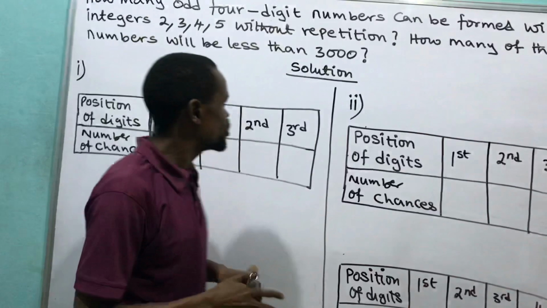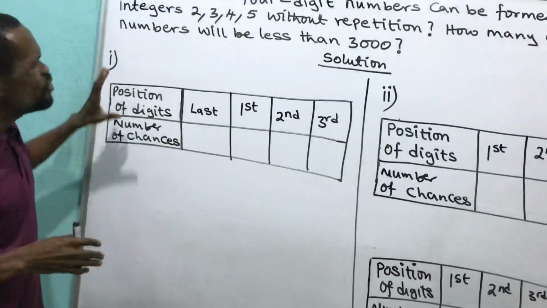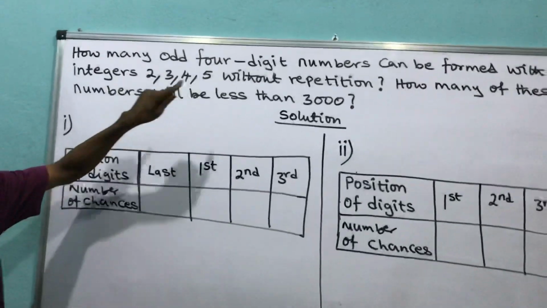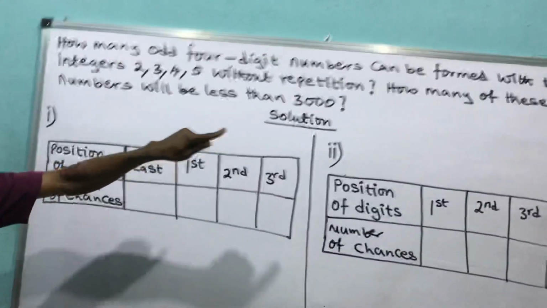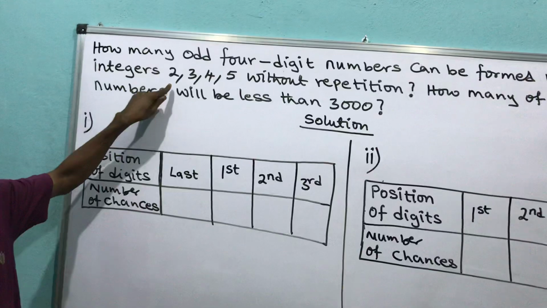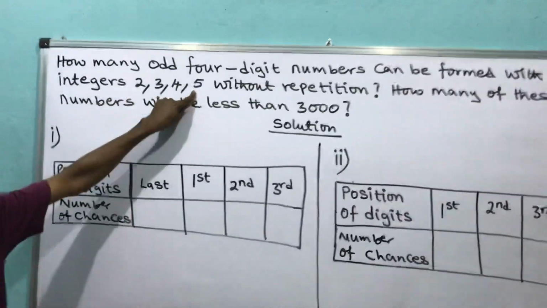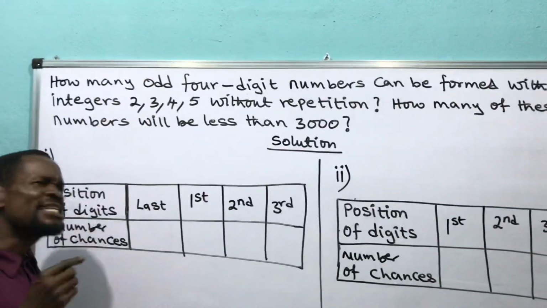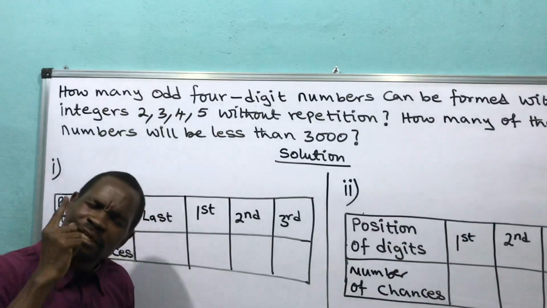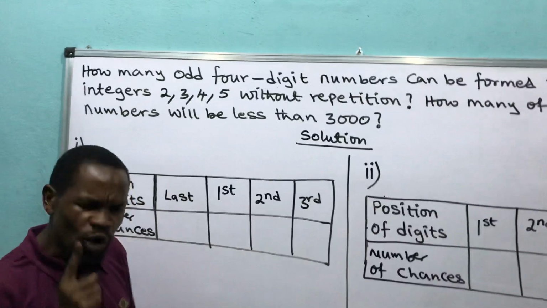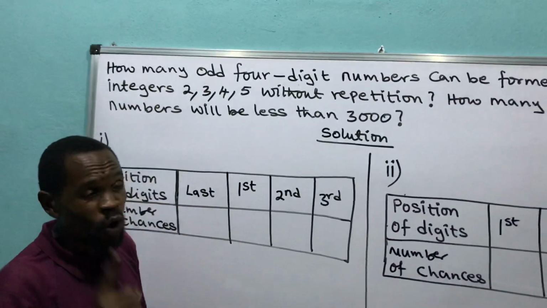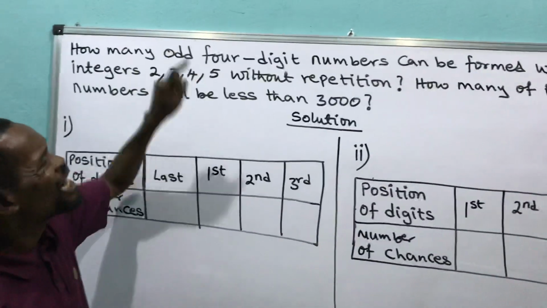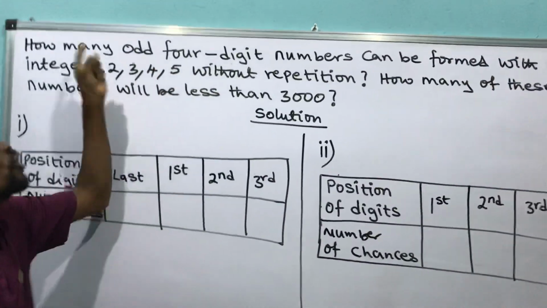Let's go to the solution. Then let's look at the first question. It said, how many odd 4-digit numbers can be formed with the integers 2, 3, 4, 5 without repetition? Now, since they said the number should be what? Odd number. Since they mentioned odd number, the number we're going to form should be odd, and it will be formed out of what? 4-digit number.